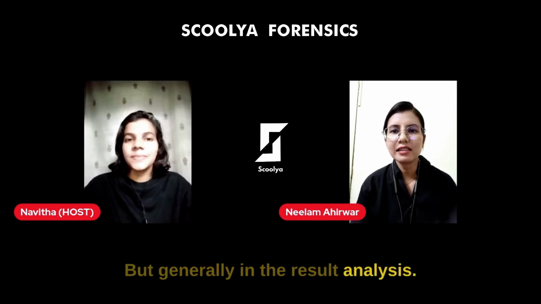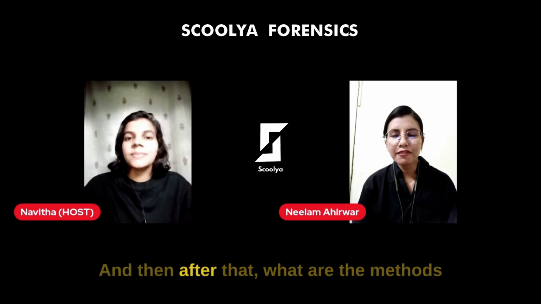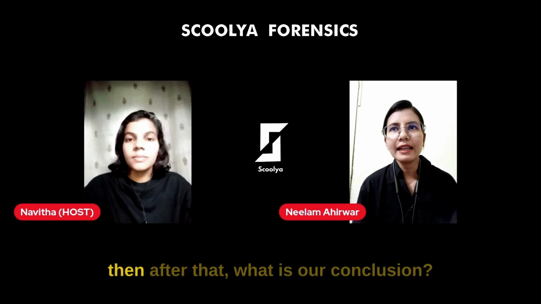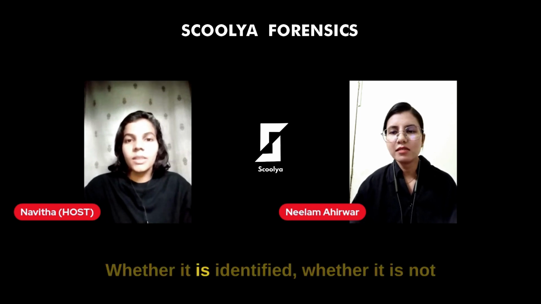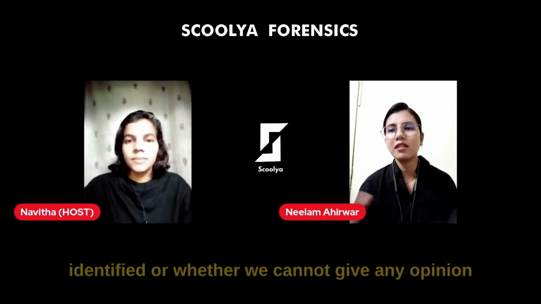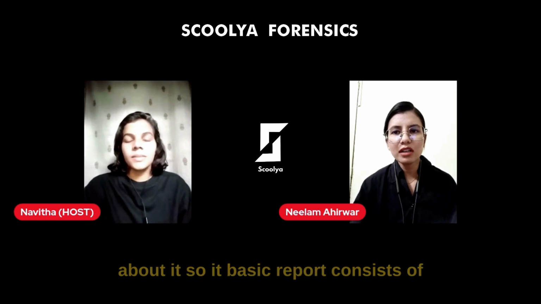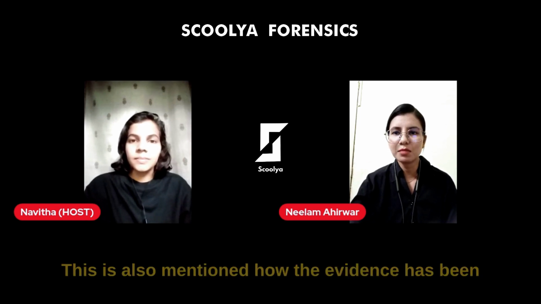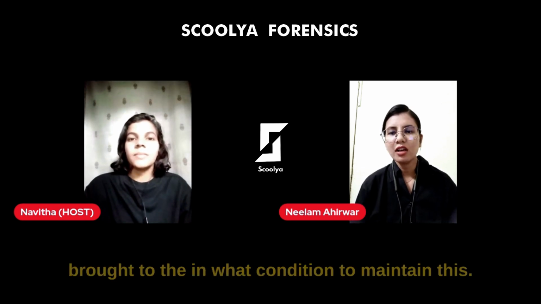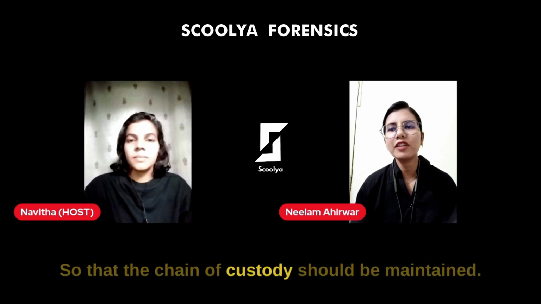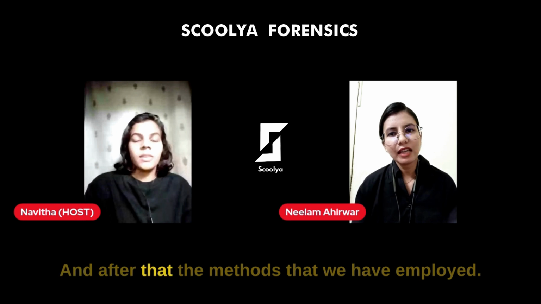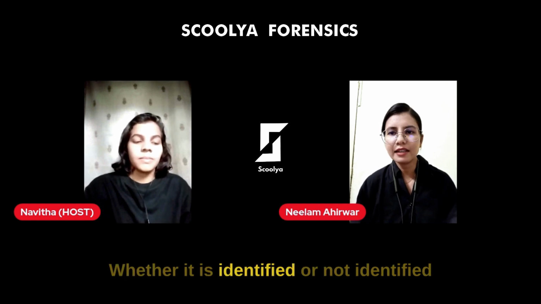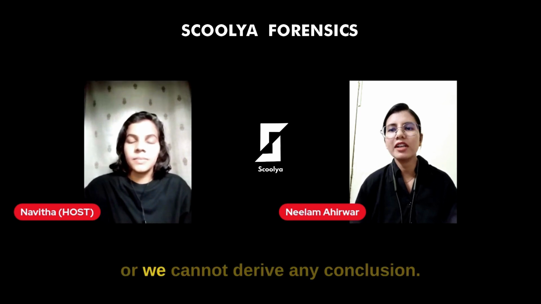But generally, in the result analysis, it mentions the case details, and then the methods that we have employed to develop those prints, and then our conclusion, whether it is identified, not identified, or whether we cannot give any opinion about it. So the basic report consists of three parts. It also mentions how the evidence was brought to the lab and in what condition. All of this is recorded so that the chain of custody is maintained. Then the methods we have employed, and the last thing included is the result, whether it is identified or not identified, or we cannot derive any conclusion.